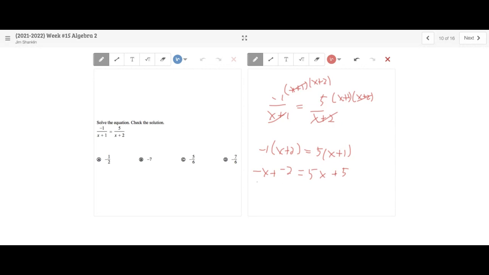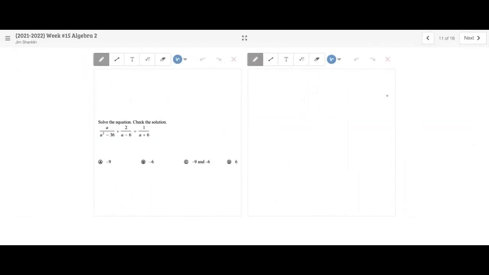Yay. I'm going to add x to both sides. So I end up with negative 2 is equal to 6x plus 5. Subtract 5 off. So I'm left with 6x equals negative 7. X equals negative 7/6. No quadratics on that one. Whew, gotta like that. However, if we jump to number 9, looks like quadratics are coming back.